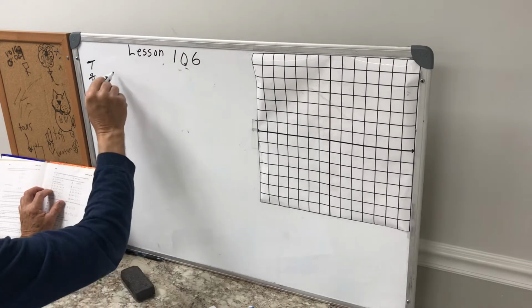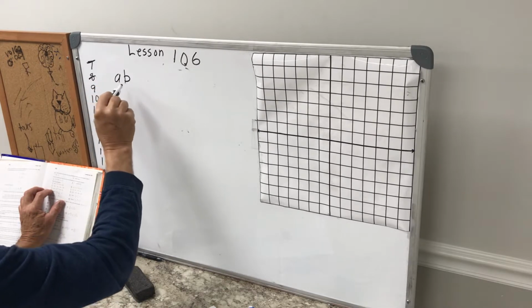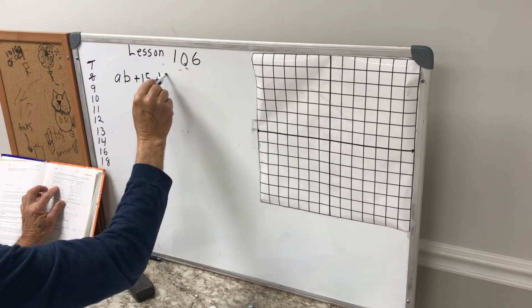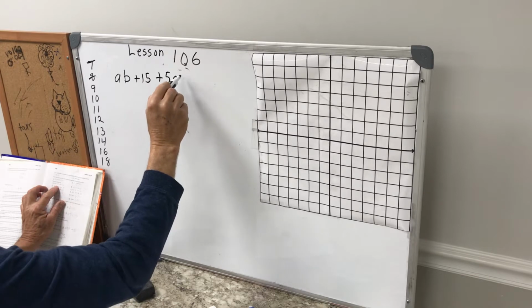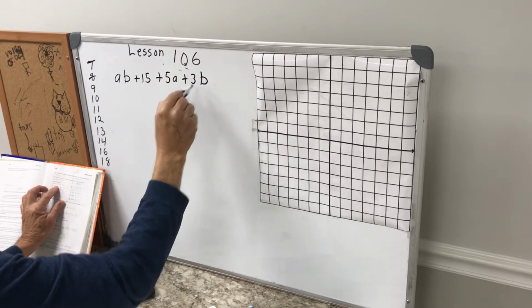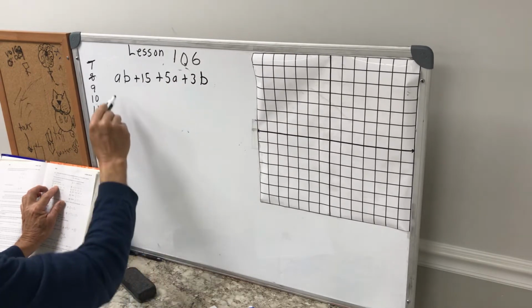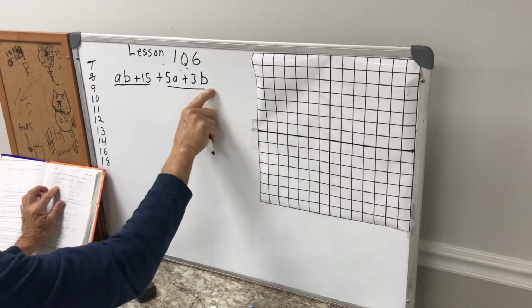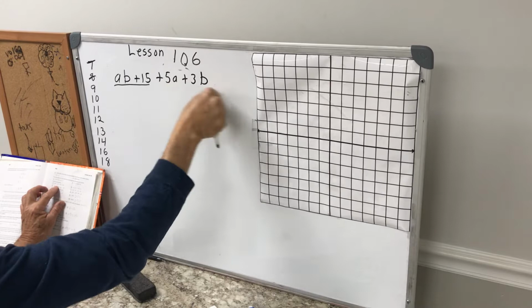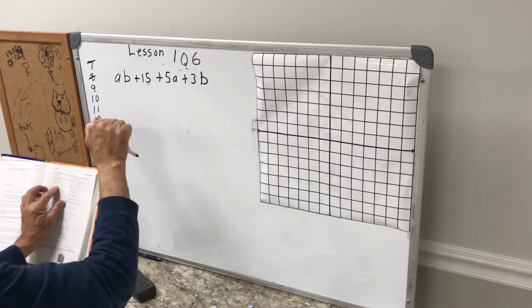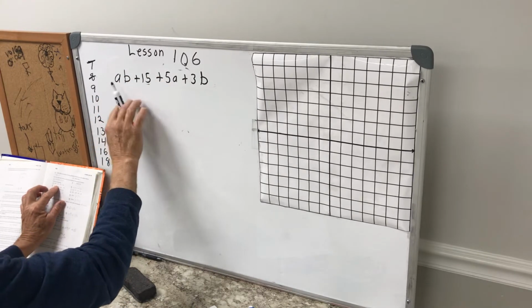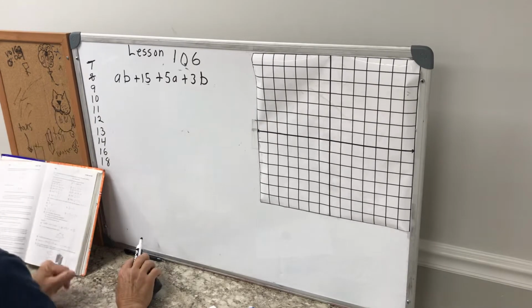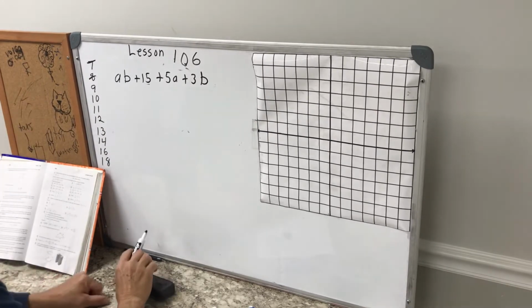Now, if you remember, I'll put this one up: AB plus 15 plus 5A plus 3B. Yesterday they made it fairly simple. We would just factor these and factor this. Today they are mixing it all up. We have to choose which two we want to put together to make it factor by grouping. It's a little bit more tricky here.